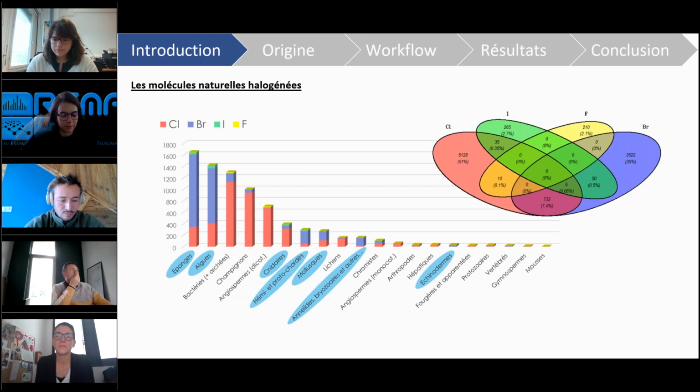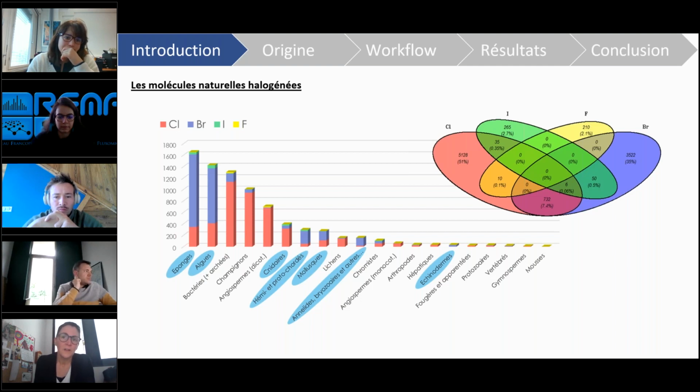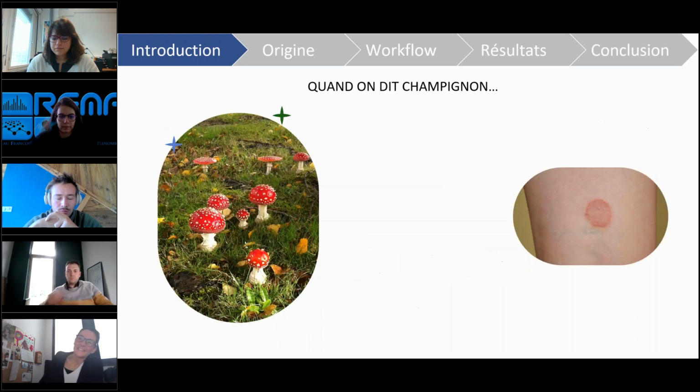Among the different halogenated compounds that have been described, in the 10,000s, the first two producers are organisms from the marine environment, because we know that in the marine environment there are a lot of halogens, especially chlorine, bromine, iodine. But fungi, which are the subject of study in our lab, are in fourth position, so they're quite interesting for this.